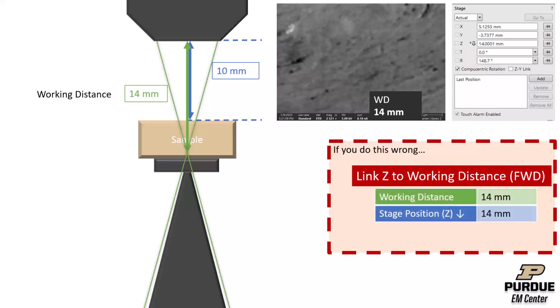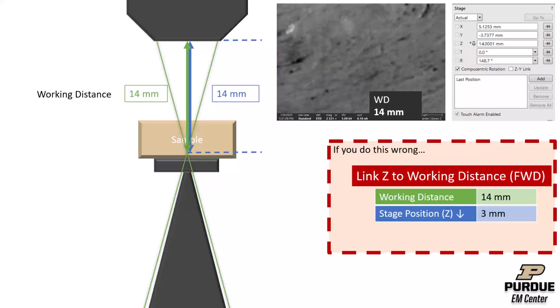And so it trusts me and says, okay, I've changed my stage position to be 14 millimeters. It reads that distance now between the pole piece and the sample as 14 millimeters instead of the correct value of 10 millimeters. And where we have danger here is I can now tell the microscope, please take the sample to 3 millimeters working distance. I want to move my sample to be 3 millimeters away from the pole piece.